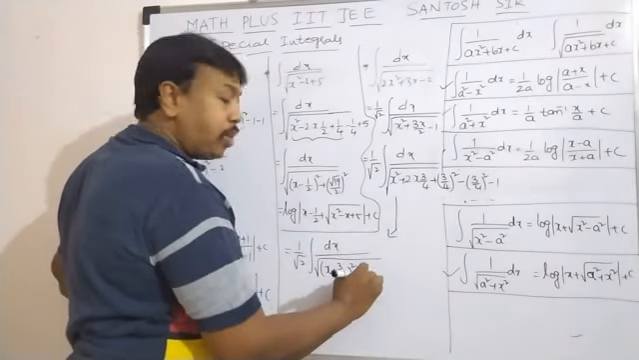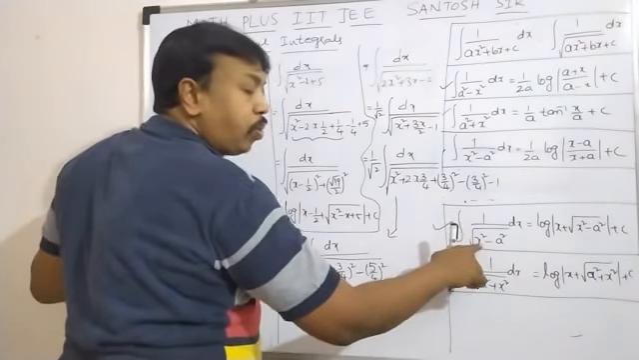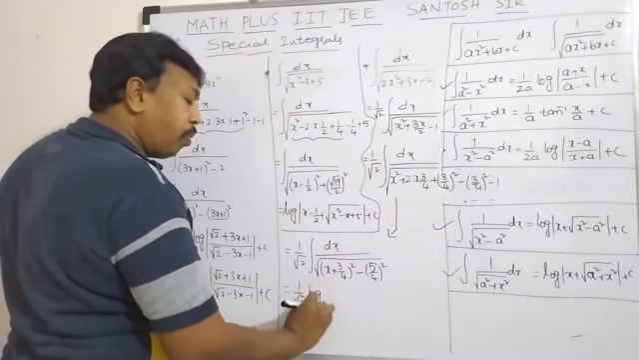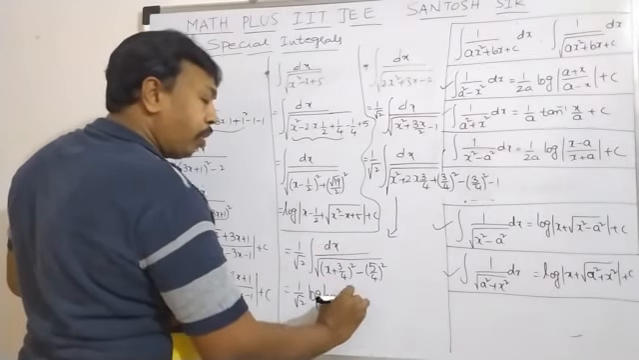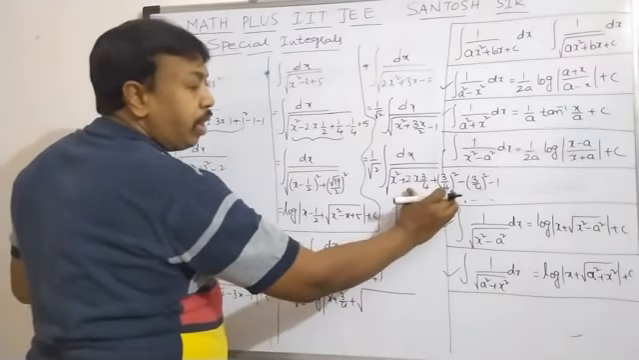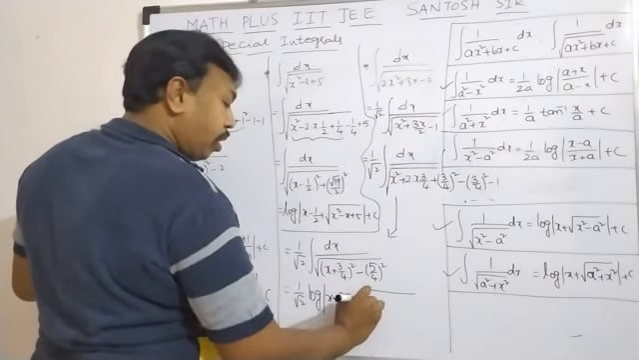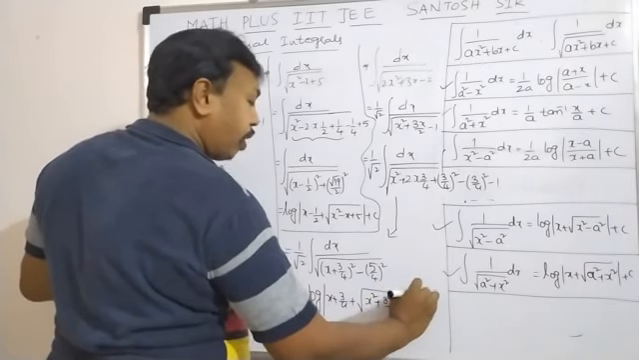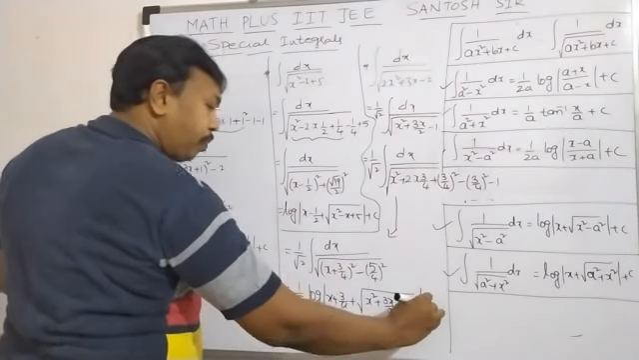Now see, 1 upon under root of x square minus a square, this formula. So 1 upon root 2 into log mod, you will get x, that is x plus 3 by 4 plus under root of this entire function. So from where we got this entire function? I am going to write it like this, x square plus 3x upon 2 minus 1. So if you want you can simplify, so plus c.